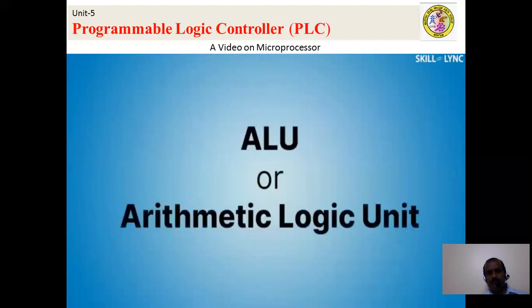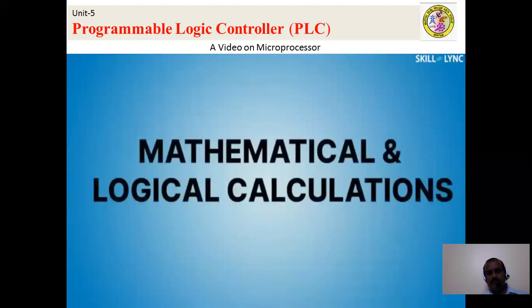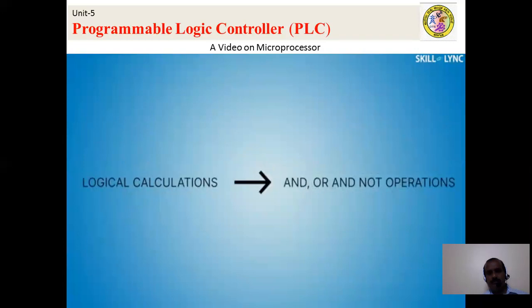The first component, that is the ALU or arithmetic logic unit, is the building block. It performs all mathematical and logical calculations on the data that has been fed into it. The mathematical calculations include addition, subtraction, multiplication, etc. And the logical calculations are the AND, OR and NOT operations.